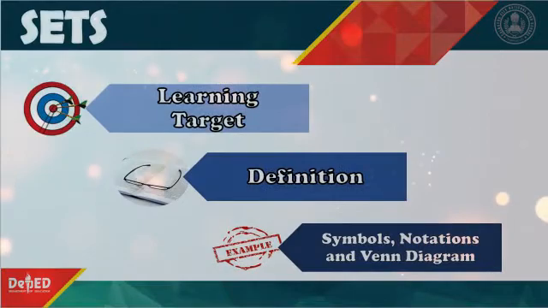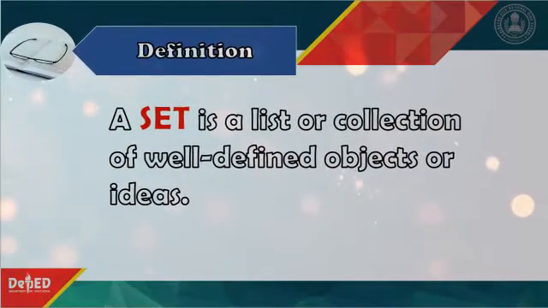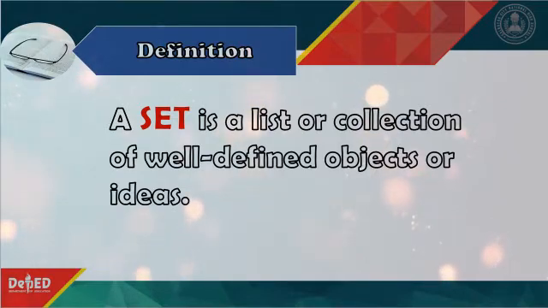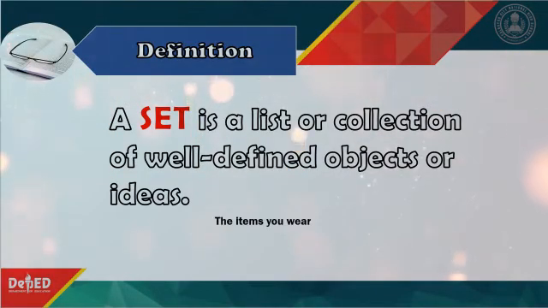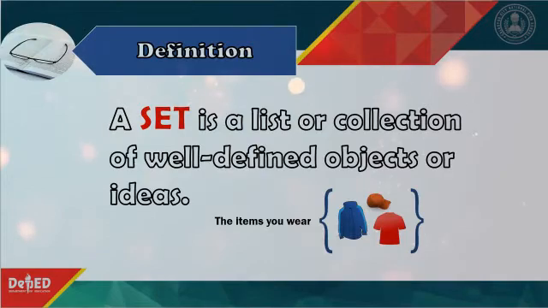A set is a list or collection of well-defined objects or ideas. Well, simply put, it's a collection. First, we specify a common property among things, and then we gather up all the things that have this common property. For example, the items you wear: hat, shirt, jacket, pants, and so on. I'm sure you could come up with at least 100. This is known as a set.